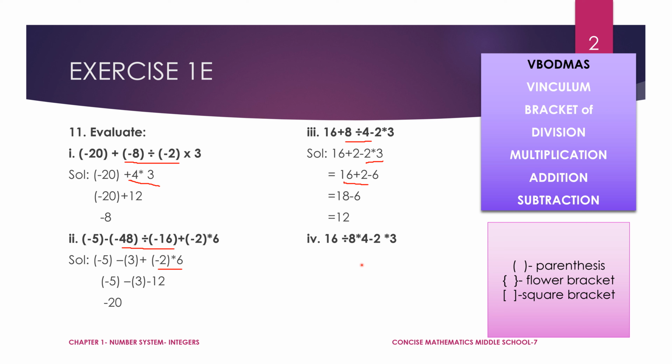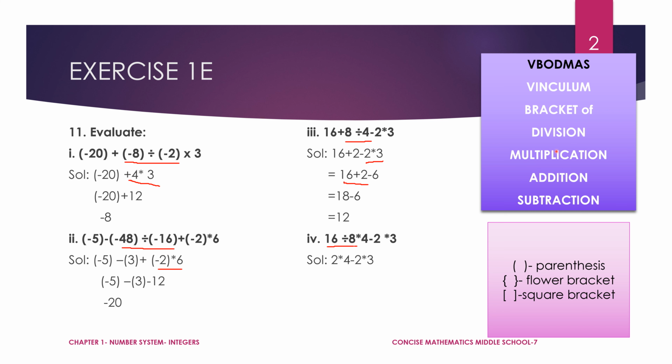16 divided by 8 into 4 minus 2 into 3. Here, first you need to check for the vinculum. You don't have any vinculum over here. Then check for bracket. You don't have any bracket over here. Next, check for division. Yes, you have division. Here it is 16 divided by 8. That is 2, 8 2s are 16. So 2 into 4 minus 2 into 3. Right? This is what you get.